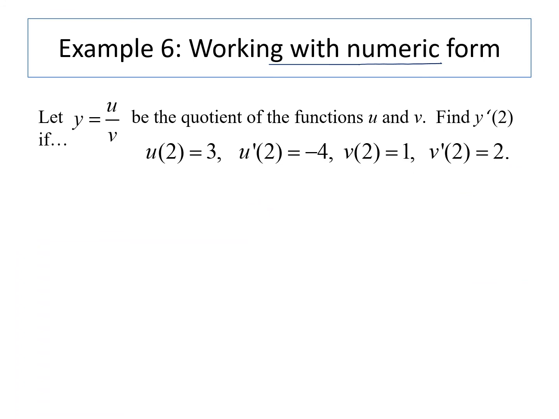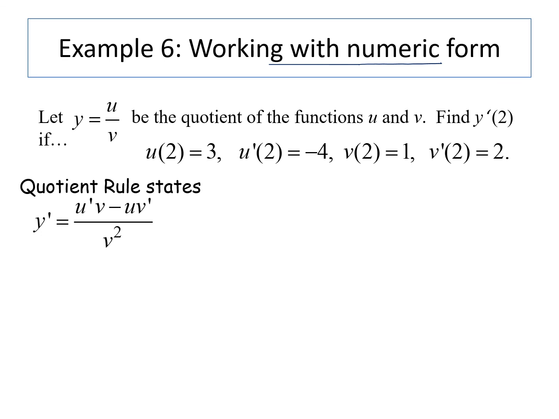All right, example number 6 is working with numeric form. Let y equal u divided by v be the quotient of the functions u and v. Find y prime of 2. And this one is numeric, where it's just giving you a lot of the ordered pairs. So again, we're working with the quotient rule, which states y prime would equal u prime times v minus u v prime, divided by v squared.